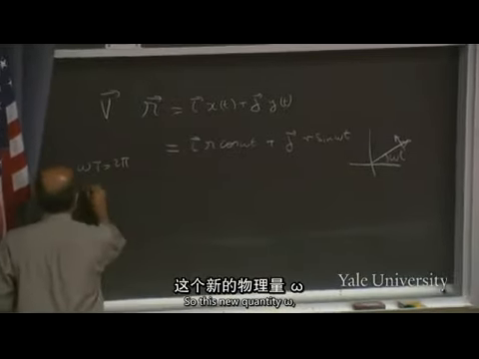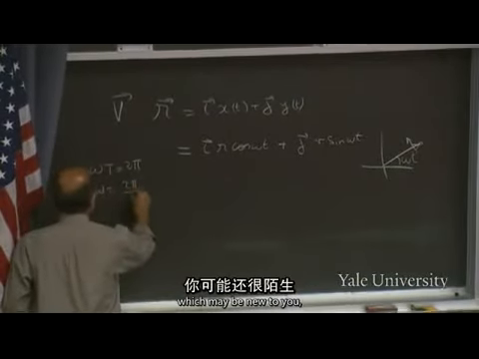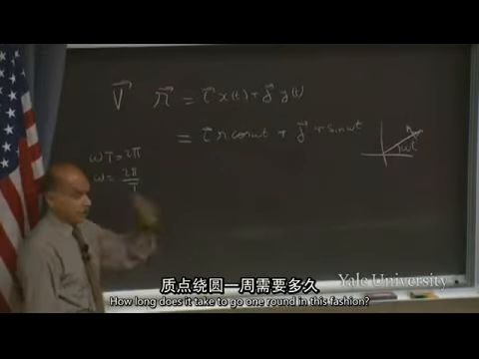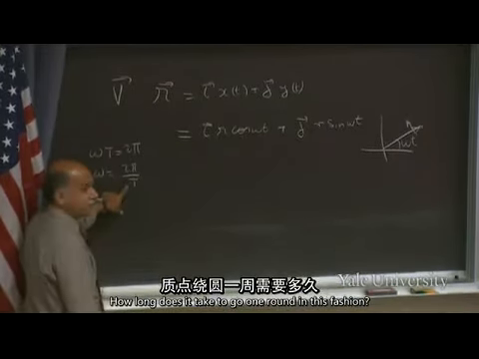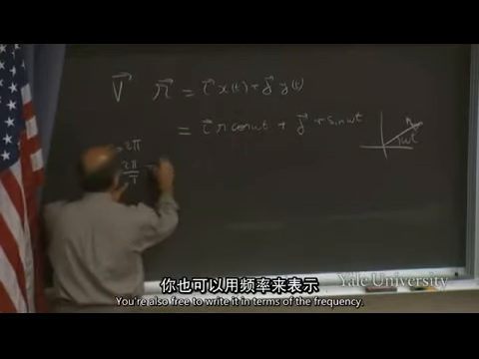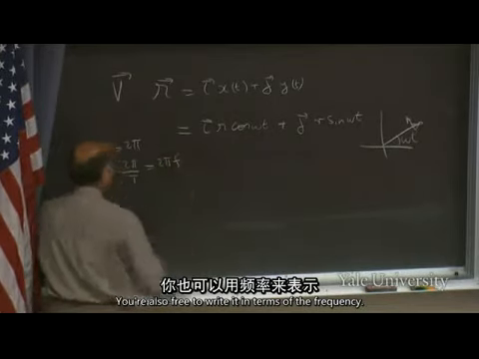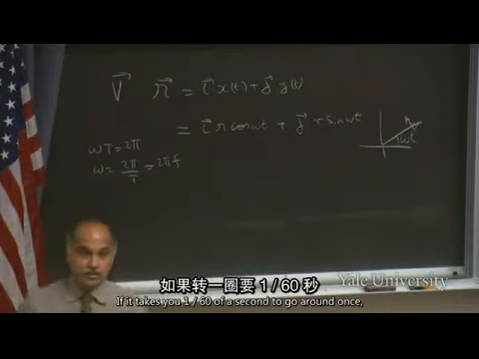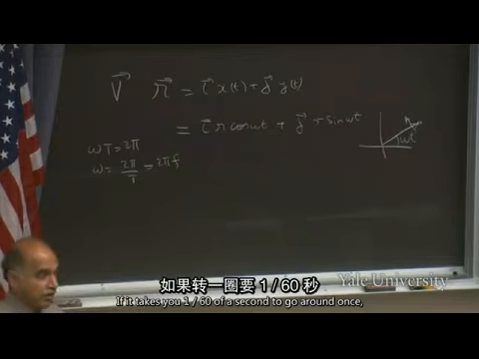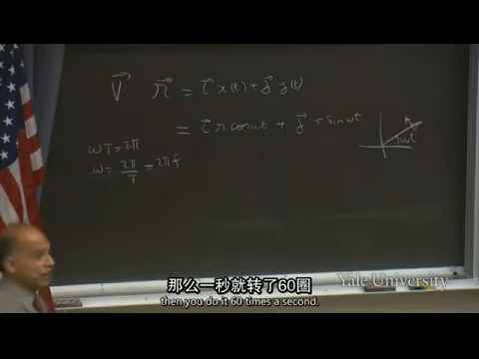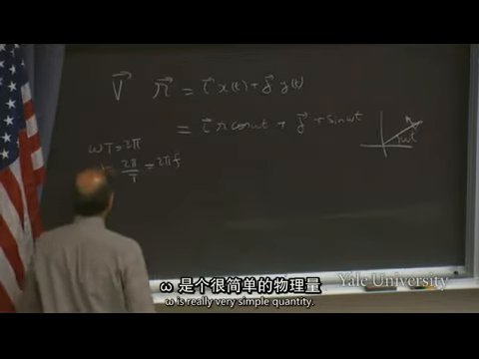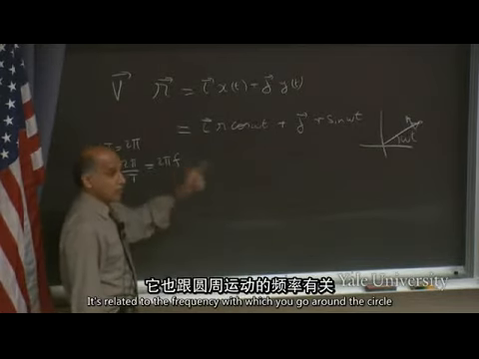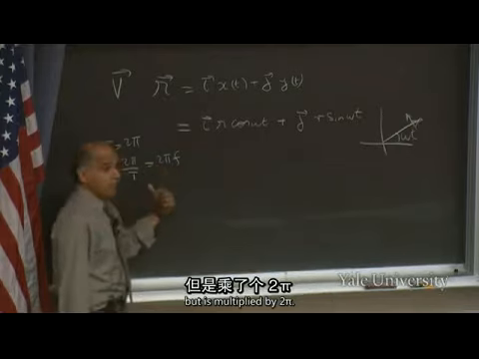So this new quantity omega, which may be new to you, is related to the time period for which you have an intuitive feeling. How long does it take to go one round in this fashion? You're also free to write it in terms of the frequency. The time period and frequency are reciprocals. If it takes you 1/60th of a second to go around once, then you do it 60 times a second. So omega is really a very simple quantity. It's related to the frequency with which you go around a circle, but it's multiplied by 2 pi.